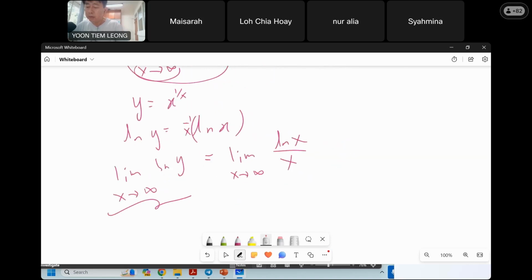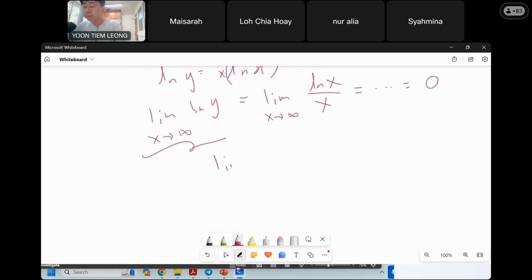And here, ln x will go to infinity when x goes to infinity. The denominator x will also go to infinity when x goes to infinity. So we apply the L'Hopital rule. We have actually seen this in the previous example. So finally, when you apply the L'Hopital rule, what you get will be just 0. So in other words, the limit of ln y when x goes to infinity is 0.